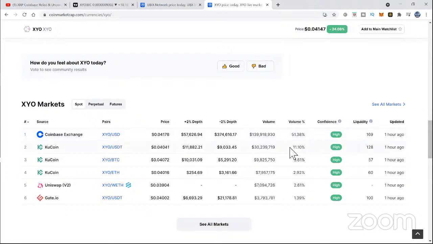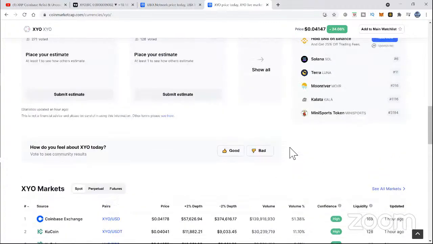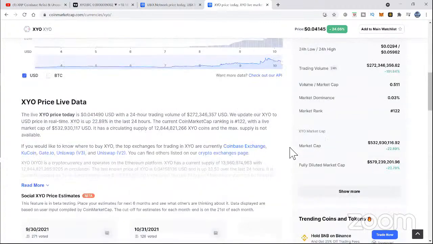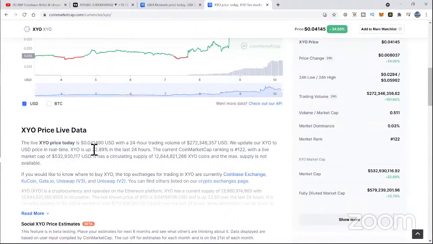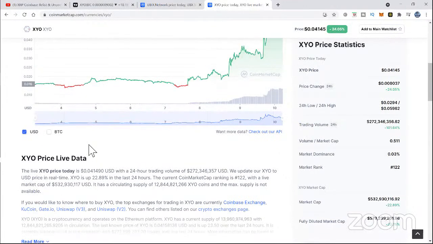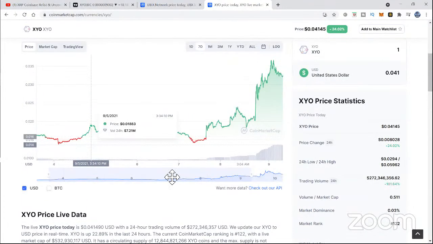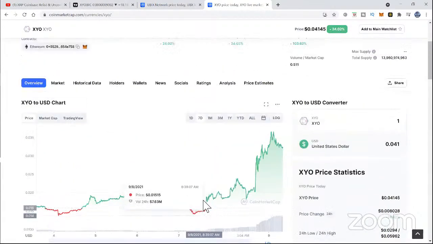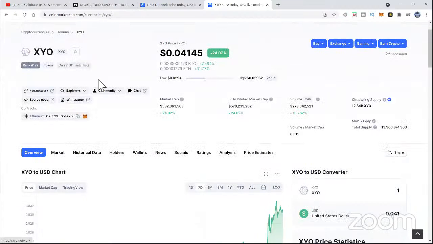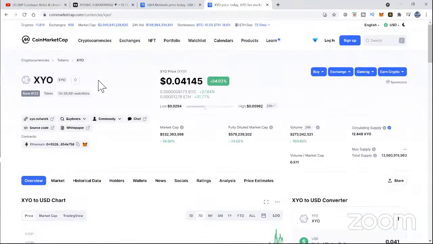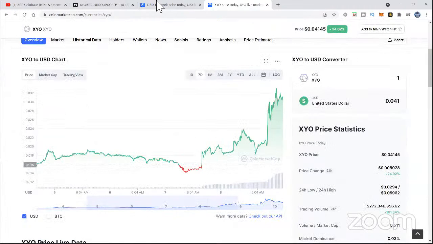Man, it is about to get crazy for XYO. If you don't know what it is, look it up. They have partnerships with FedEx as well as other very big companies that are going to use it to track live data. But yeah, very interesting, very excited about this project and what it is about to bring to the table.